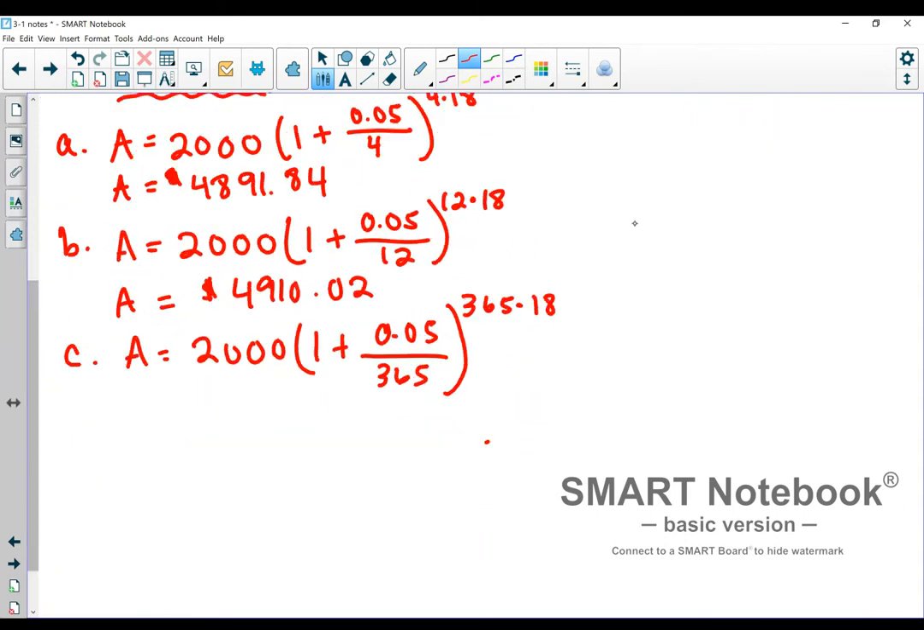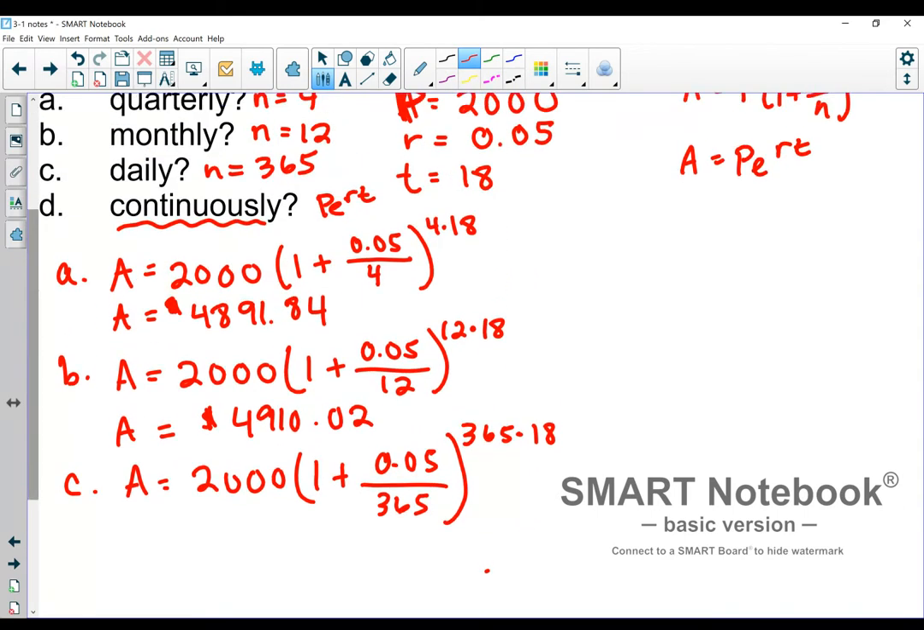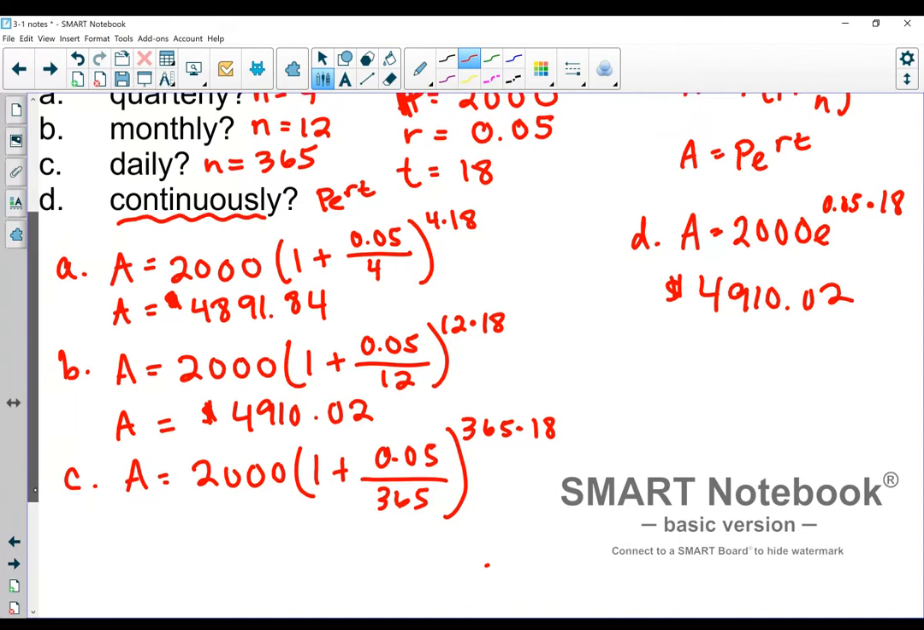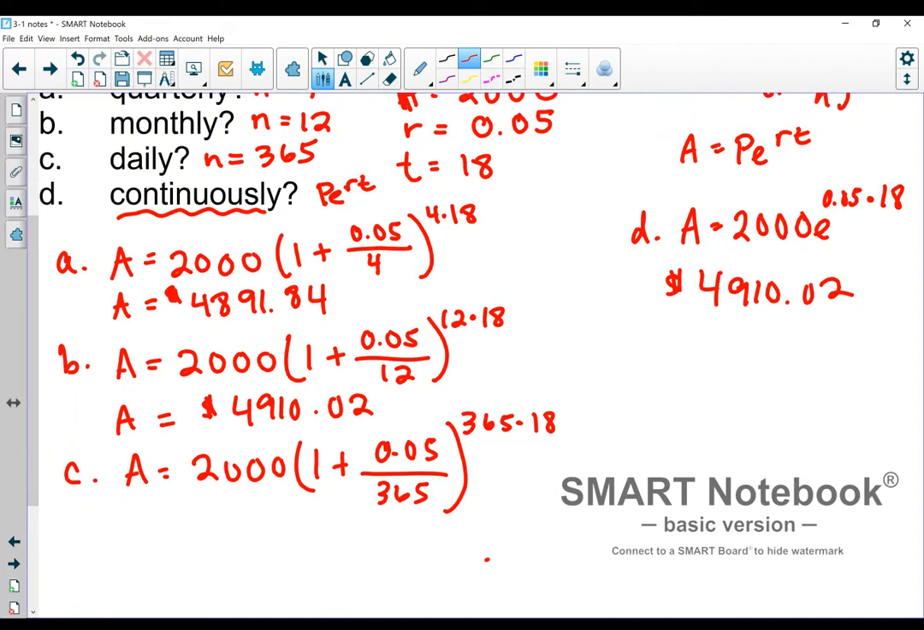And then for D, continuously, I'll have A equals 2,000 times E raised to the 0.05 times 18 power. And so continuously is going to be the most money of all. You know what? I didn't tell you the total on C, did I? And I got B wrong. So let's fix this really fast.